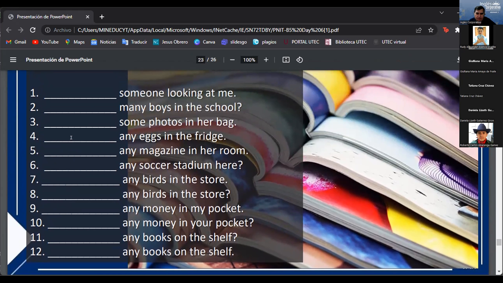There aren't any eggs in the fridge. There aren't, yeah. Is there any soccer stadium? Oh, teacher, I understand, because number 4 is they aren't, because any is for negative. Okay, I understand. There aren't any eggs in the fridge. Or for questions: are there any books on the shelf? Is there any money in your pocket? Okay. There isn't any money in my pocket.